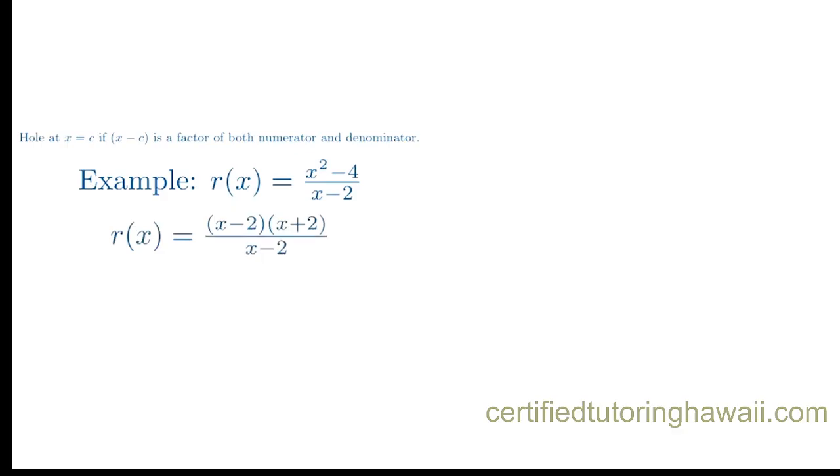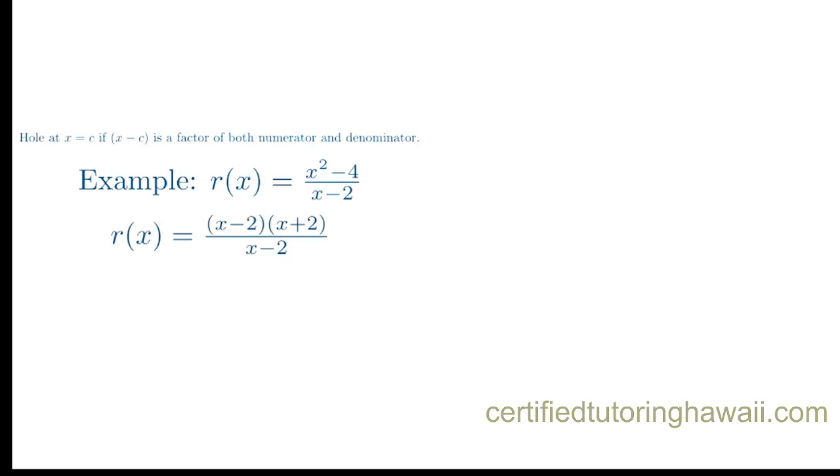Let's work through an example to see this in action. Consider the function r of x equals x squared minus 4 divided by x minus 2. The first step in finding holes is to factor the numerator and denominator completely. The denominator, x minus 2, is already factored. The numerator, x squared minus 4, is a difference of squares. It factors into x minus 2 times x plus 2.